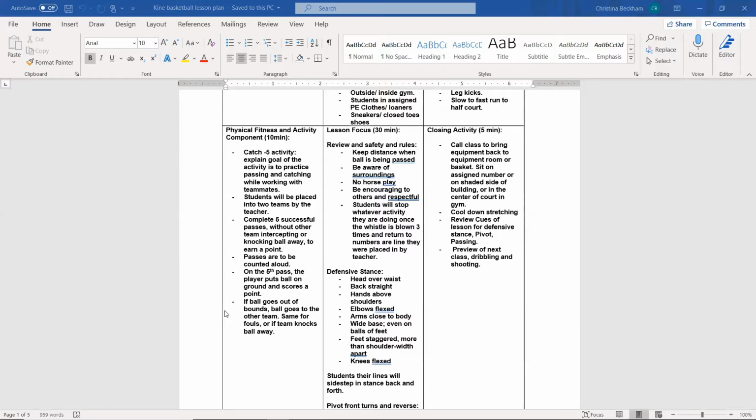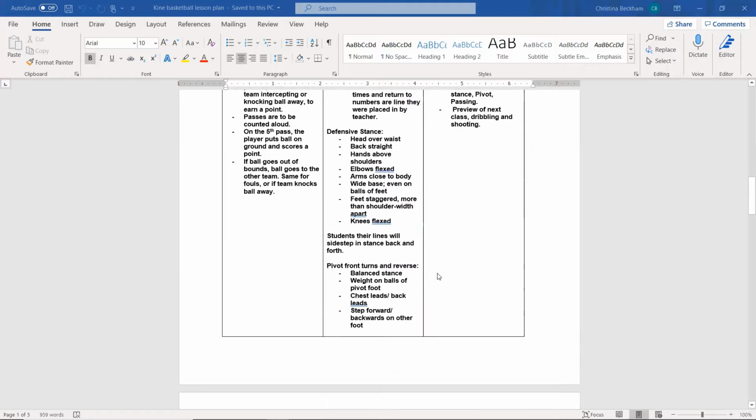I will review the cues of the lesson for the defensive stance, pivot, and passing. And then I will preview the next class that's coming up, which would be dribbling and shooting.